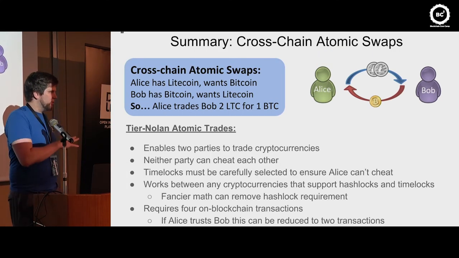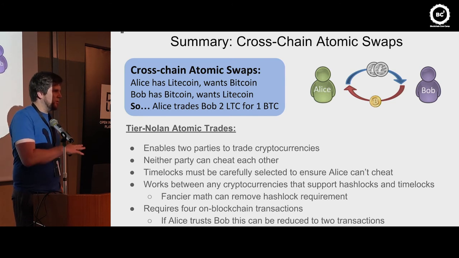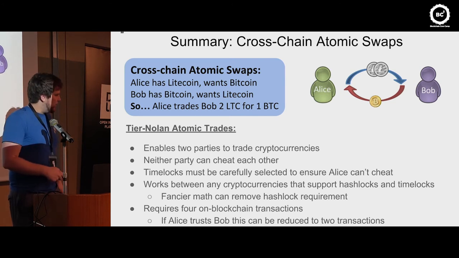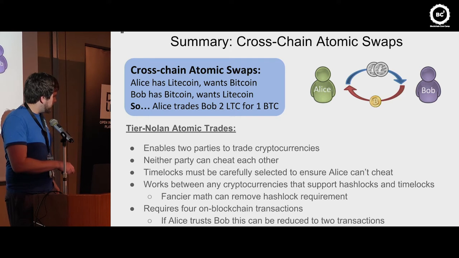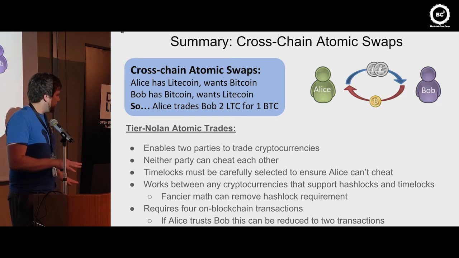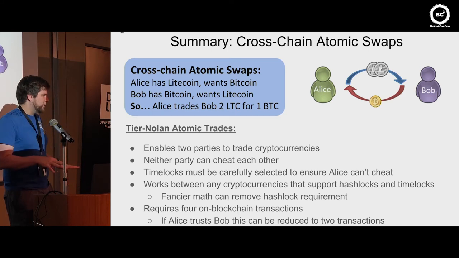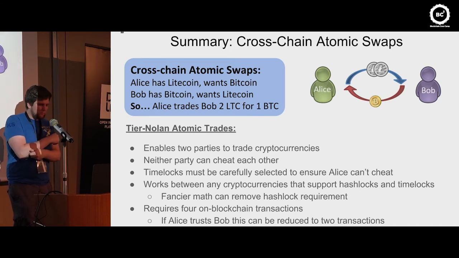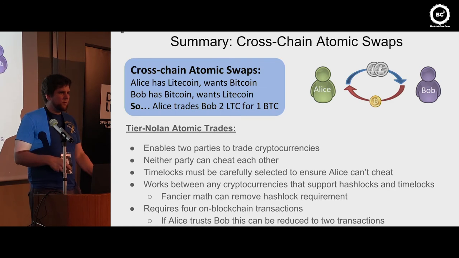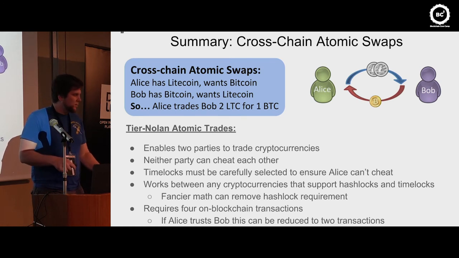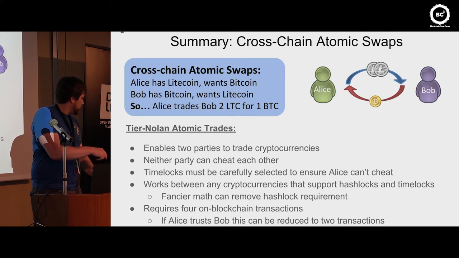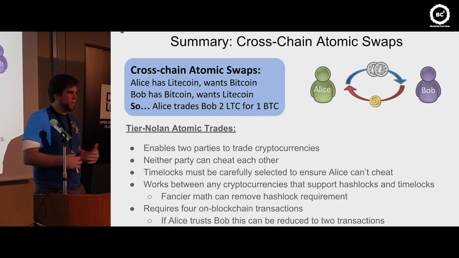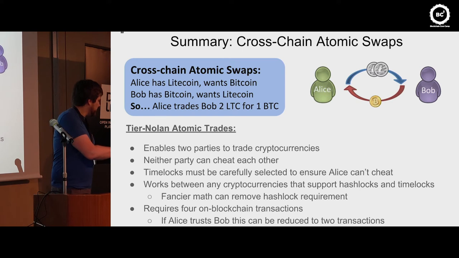And as we showed very early on with the non-atomic trades, if Alice trusts Bob, then this can be reduced to two transactions. And if you're familiar with ShapeShift, this Alice trusting Bob is Alice trusting ShapeShift.